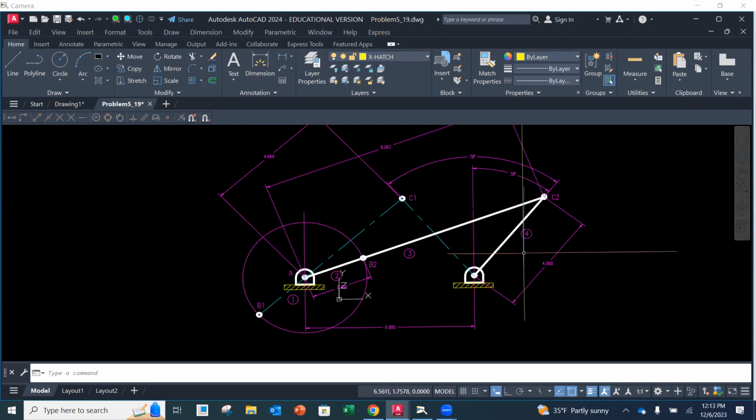Now, this is what our 4-bar mechanism looks like. I assumed, and I made the decision, that our pivot points for link number 2 and link number 4 were going to be in line with one another.